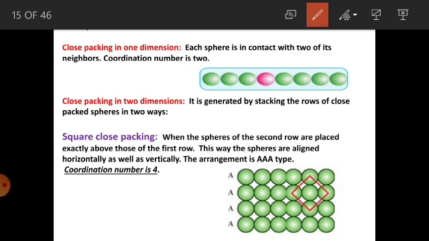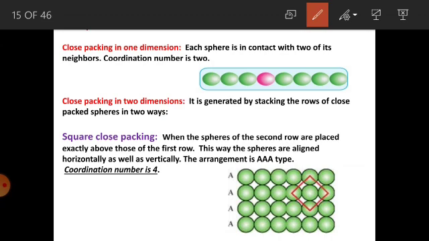Second one, close packing in 2 dimensions. It is generated by stacking the rows of close packed spheres in 2 ways. The first one is square close packing. When the spheres of the second row are placed exactly above those of the first row, the spheres are aligned horizontally as well as vertically. The arrangement is called AAA type, and the coordination number of this close packing is 4.